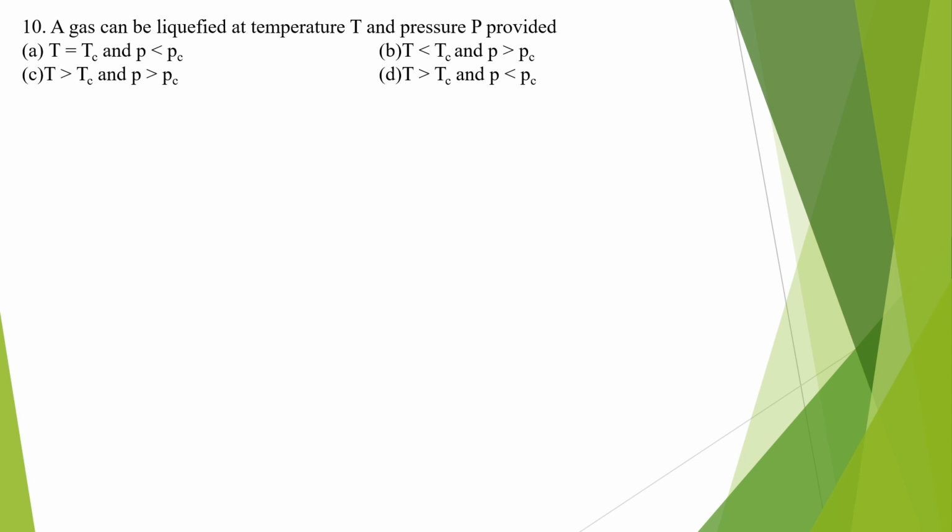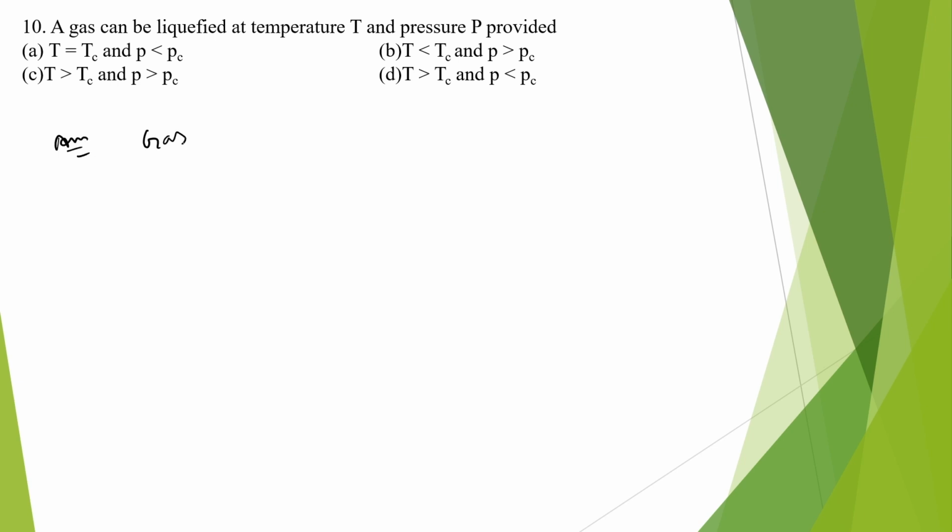Next we move to problem number 10. It says a gas can be liquefied at temperature T and pressure P provided option A is T equals Tc and P is less than Pc. Option B is T less than Tc and P greater than Pc. Option C is T greater than Tc and P greater than Pc. And option D is T greater than Tc and P less than Pc. What is the expression? Gas can be liquefied.